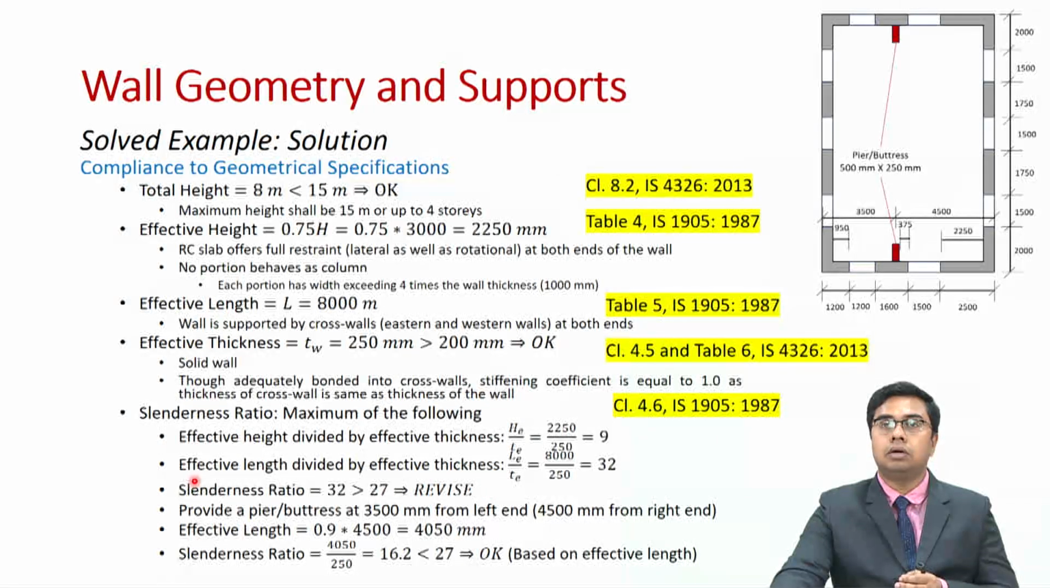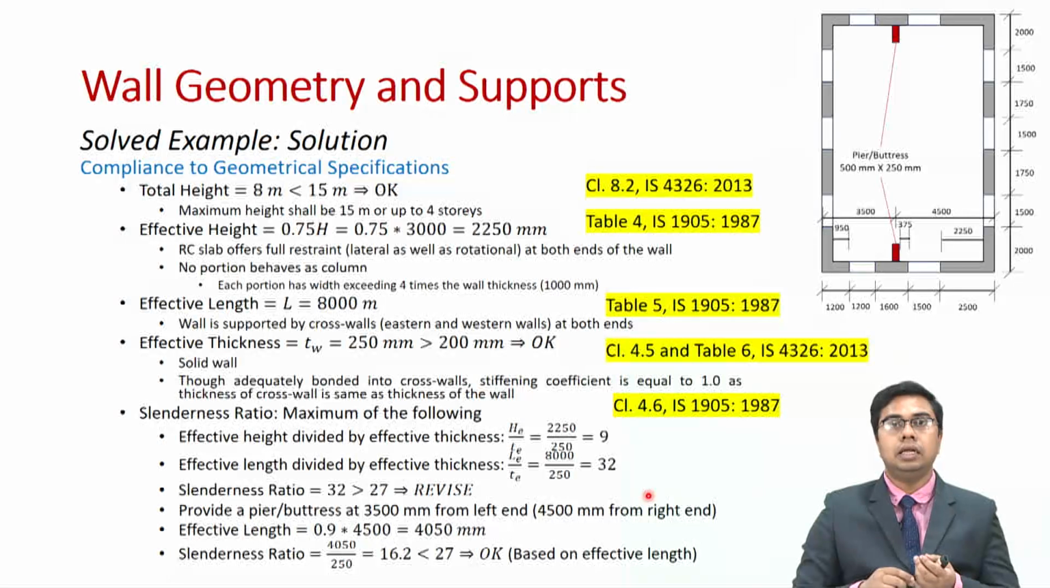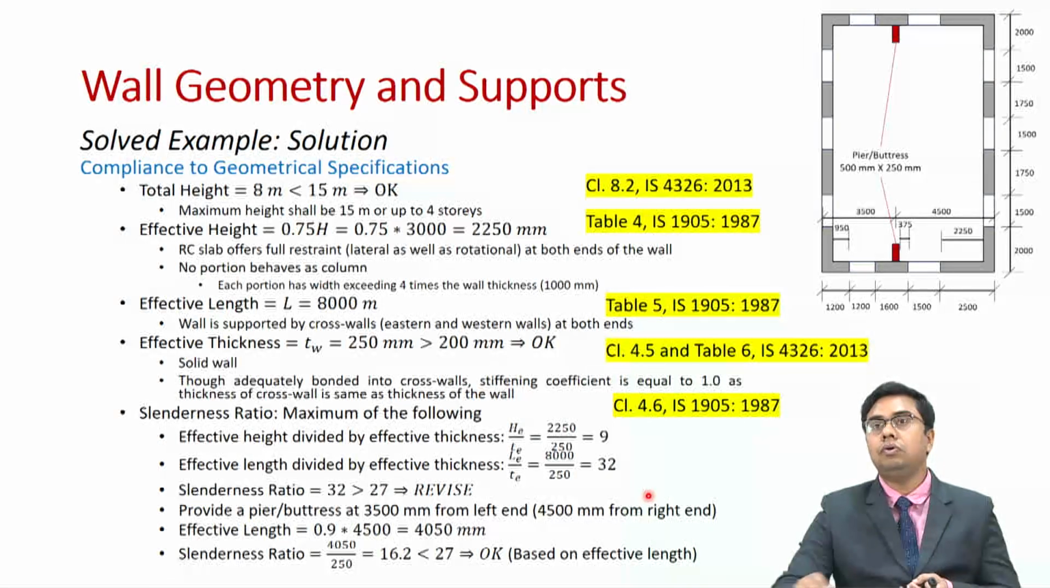Now I believe that the code also mentions minimum of the following, which does not make much sense. So slenderness ratio is the maximum of these two cases. Now while revising, there are a few options. We can increase the thickness of the wall, but that will eat our usable space of the building. So what we will do? The other option in this case, since our slenderness ratio is based on effective length, so this is our governing slenderness ratio. So what we can do is that we will reduce our effective length.